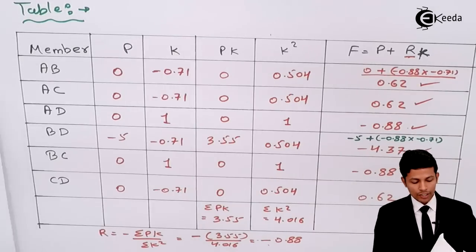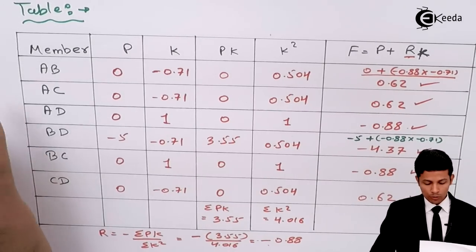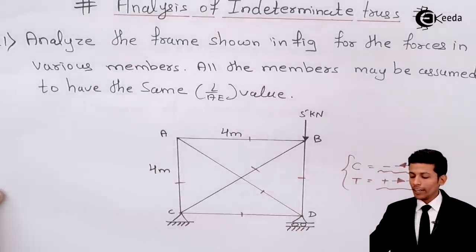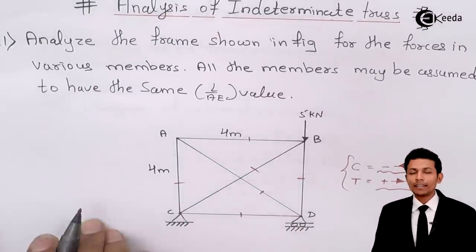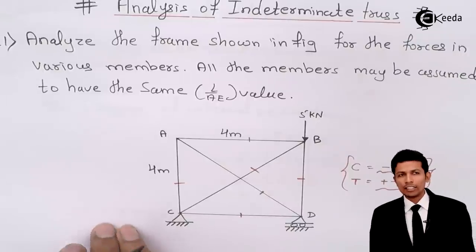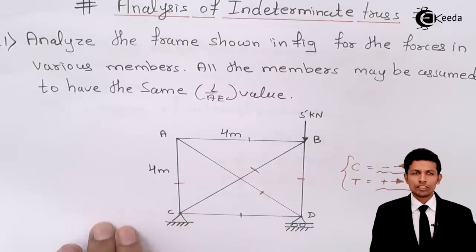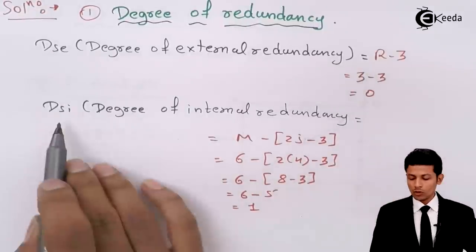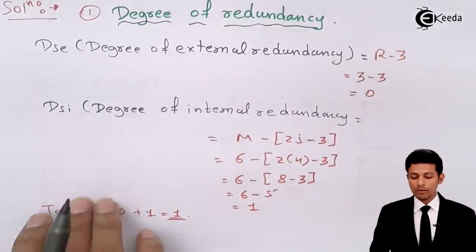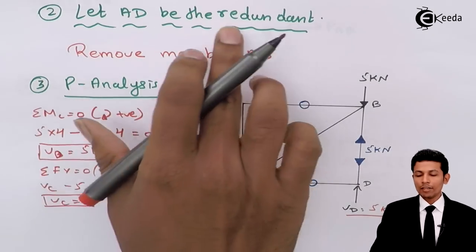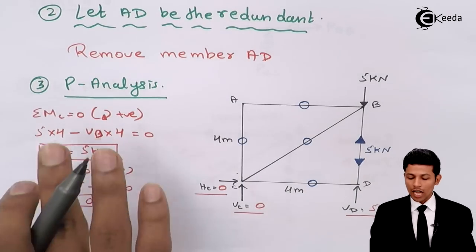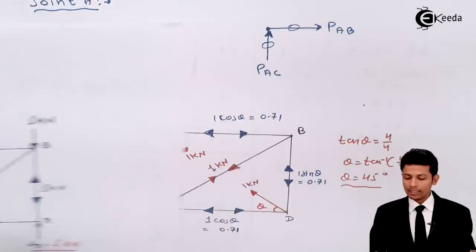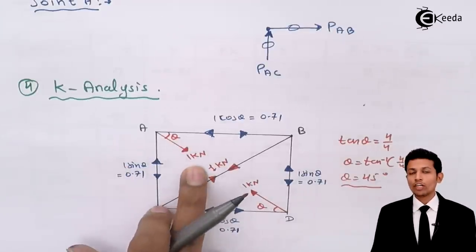Now we have done problem number one. Just let me remind you, since the chapter name indicates analysis of indeterminate trusses, this is an indeterminate truss. First we have to check whether the structure is stable or not, with DSI and DSE. So DSE will be R minus 3, which gives 0, DSI gives 1, meaning there is 1 redundant over here. So let AB be the redundant, and we will remove that member. After that, P analysis, find all the forces. Then apply K analysis, finding all the forces by applying 1 kilonewton over here.